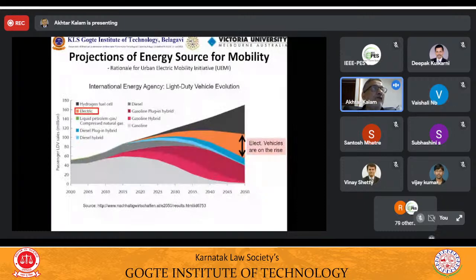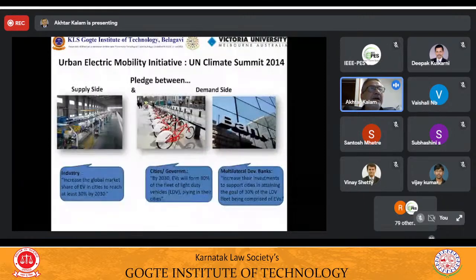And you will find that we just had the climate summit in Glasgow, and you know that in COP26, both Modi and Scott Morrison ran away from there. They did not agree to anything. And that's the type of thing, because they cannot get out of the fossil fuel. There has to be a pledge between the supply and demand side. In the supply side, the industry has to increase the global market share of EV in cities.